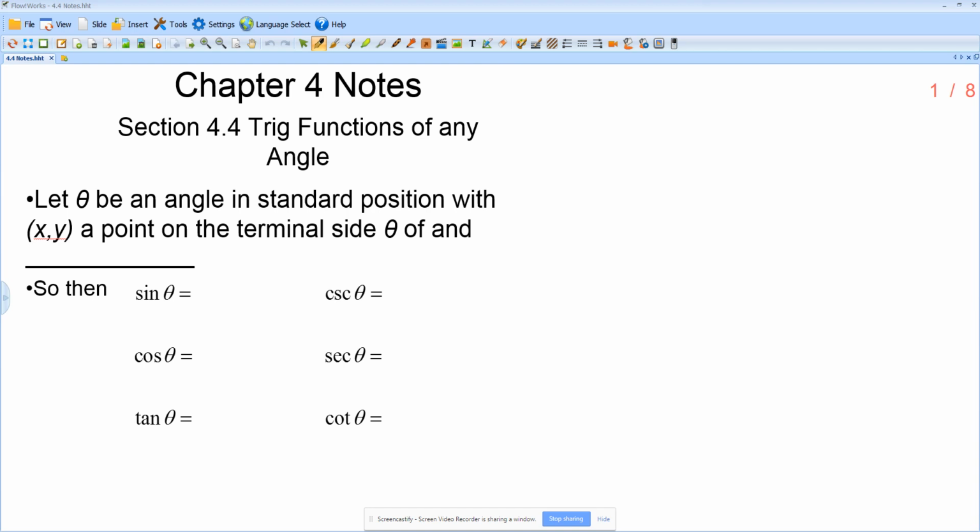Thanks for joining. Throughout chapter 4, what we've covered so far is essentially the development of the unit circle, and we talked a little bit about those coordinates, which you have to memorize.